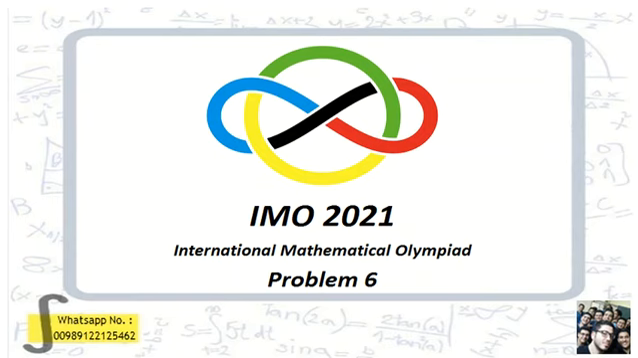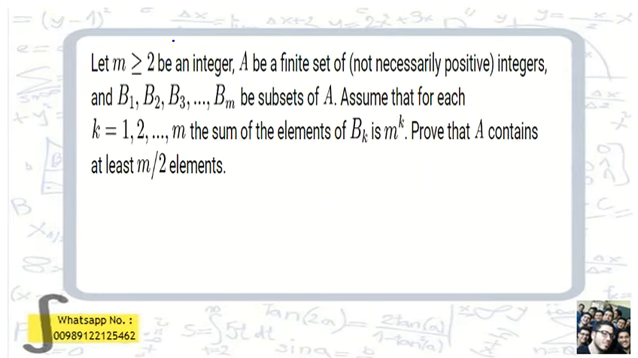IMO 2021, International Mathematical Olympiad, problem number 6. So let's see, what is the problem? Let m be an integer greater than or equal to 2, A be a finite set of not necessarily positive integers, and B1, B2, B3, to Bm be subsets of A. Assume that for each k equals 1, 2 to m, the sum of the elements of Bk is m to the k. Prove that A contains at least m/2 elements.